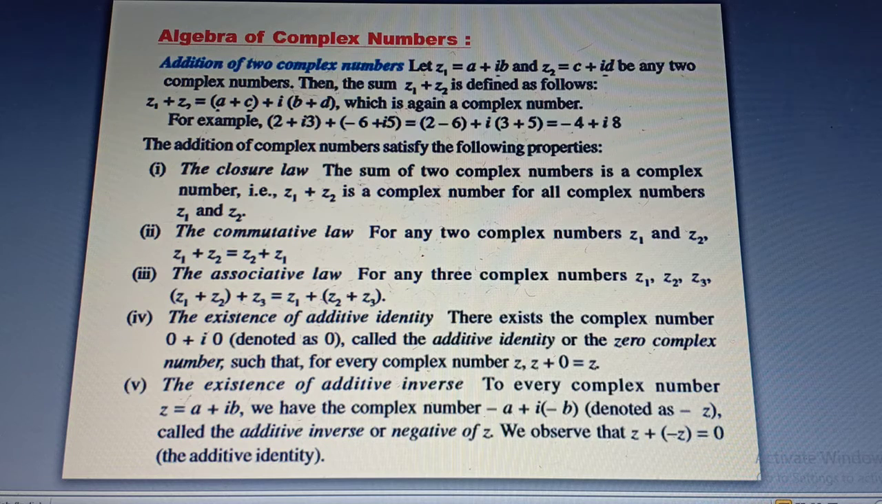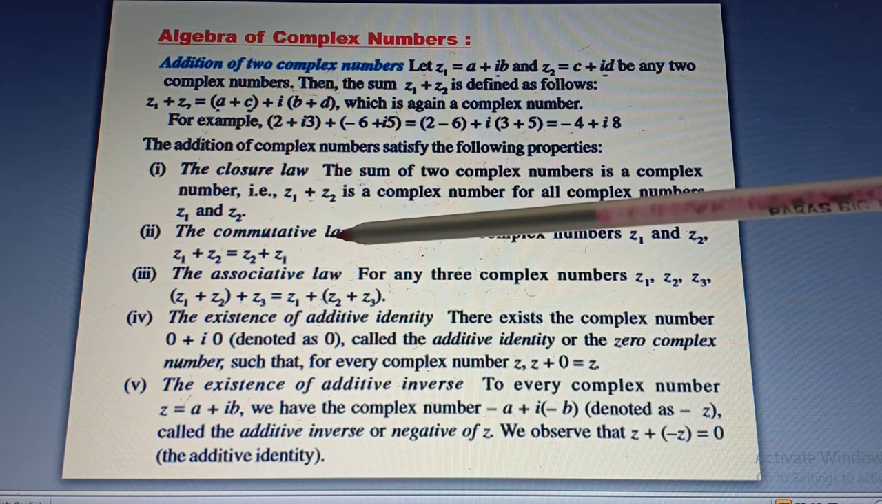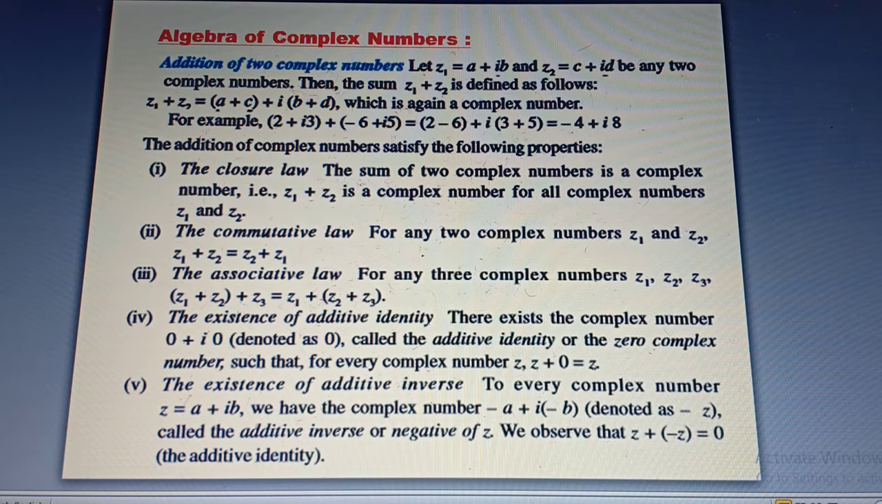So students, these are some laws of addition of two complex numbers. It follows the closure law, commutative law, associative law, existence of identity, and the additive inverse.